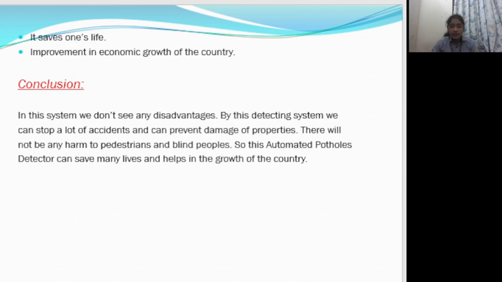Conclusion: in this system, we don't see any disadvantages. By this detecting system, we can stop a lot of accidents and can prevent damage of properties. There will not be any harm to pedestrians and blind people. So, this automated potholes detector can save many lives and helps in the growth of the country.